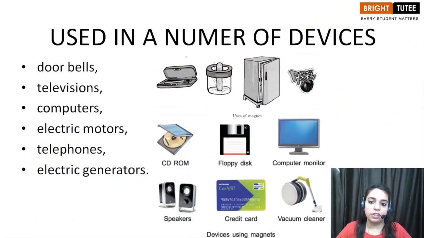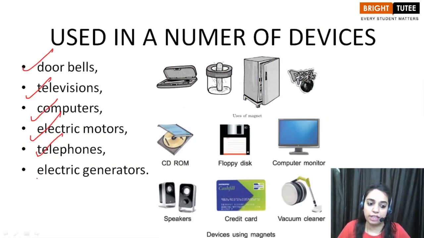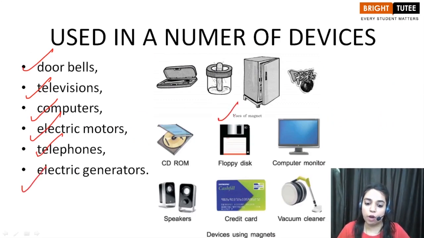So children, there are a number of devices which use magnets, such as doorbells, televisions, computers, electric motors, telephones, electric generators, right? All these, floppy disks, speakers, credit cards, all the ATM cards, vacuum cleaners, all these devices have magnets inside them. Okay children, and you will be able to identify them on your own. So let's move ahead.